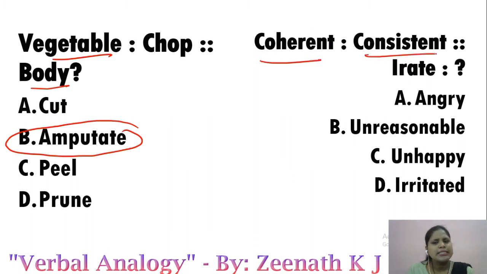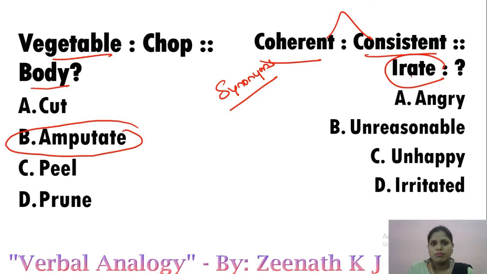Coherent is to consistent. What is the connection? Friends, coherent and consistent are synonyms. You have to look for a synonym for irate. Irate is a very simple word. If you do not know, it's time for you to learn that from the video. Irate actually means angry. Hey, stop irating me. So the answer has to be option A.